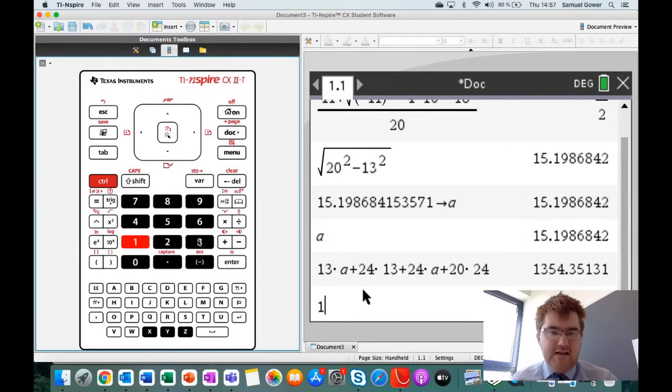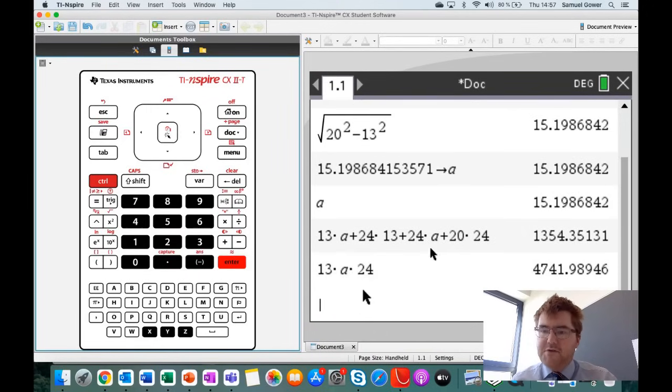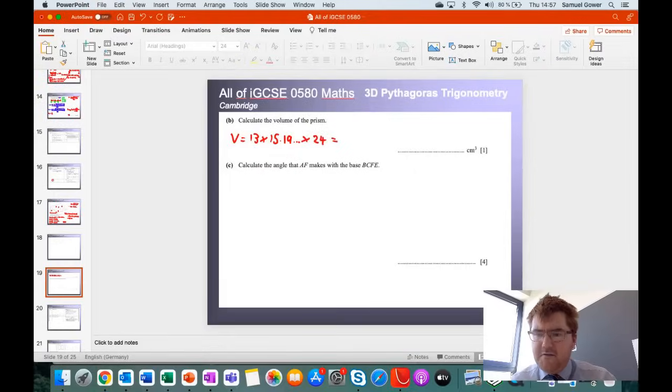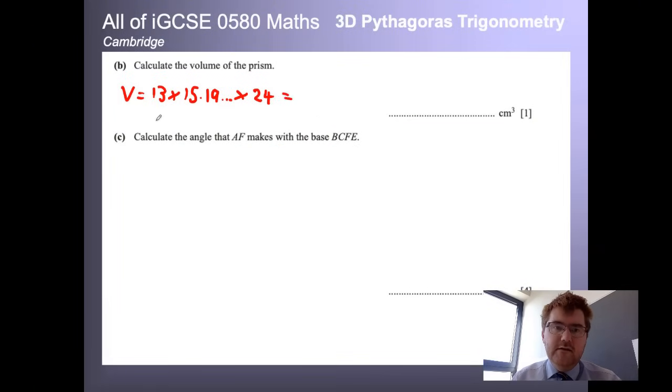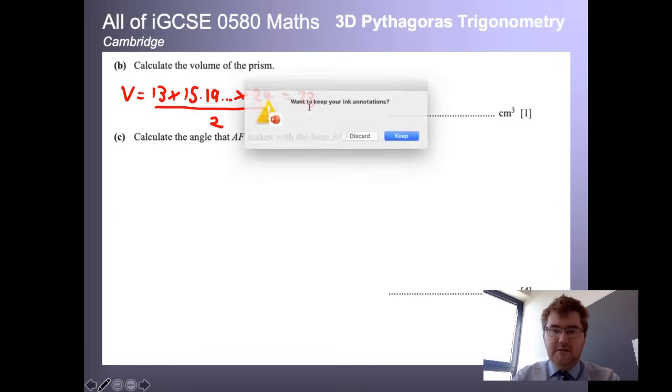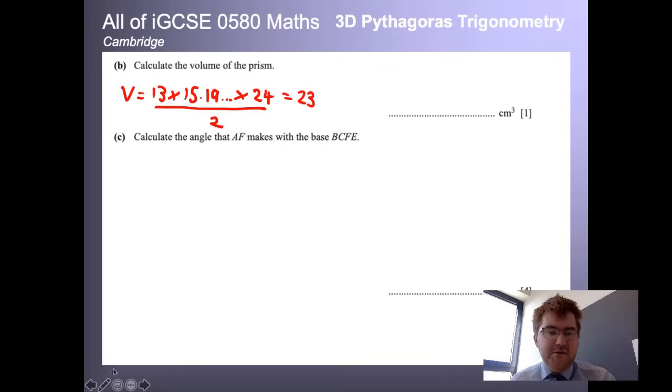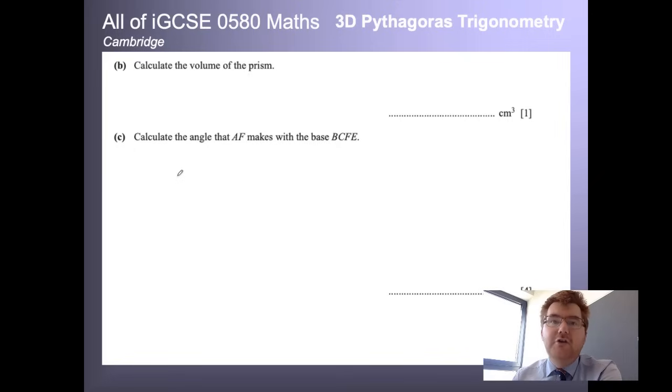Okay, so we've got 13. Now that horrible decimal, remember we're going to call that A, and then we just times that by 24. But then remember, once we got our answer, don't forget to divide by 2. So we're getting 2,370.99. Don't think I wrote the divide by 2, so let me just pop that in the working. So remember, we did divide by 2 for a triangular prism. So easier when you've got the calculator right at the side there. 0.99, and again, we'd round this to 3 significant figures. So it's going to be 2,370. Okay, and on to question C.